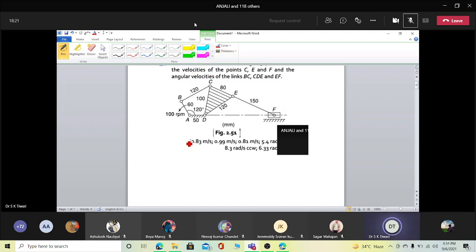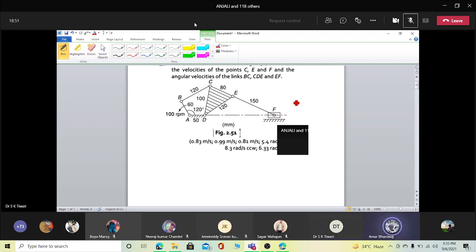So first of all, let us try to count the number of links in the system. How many links are there? There are 5 links.